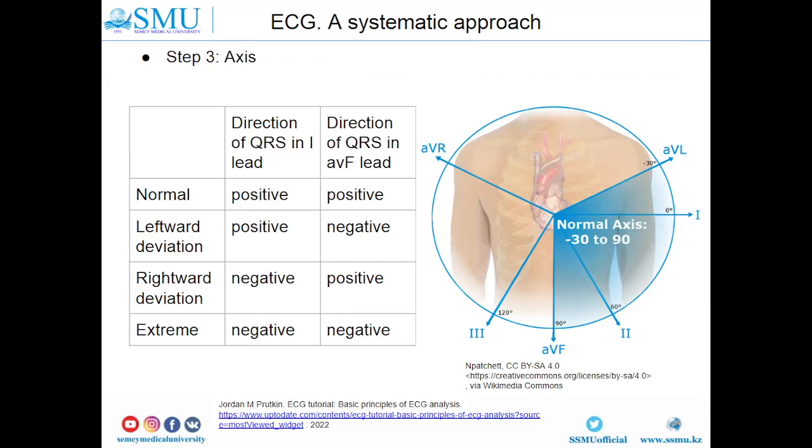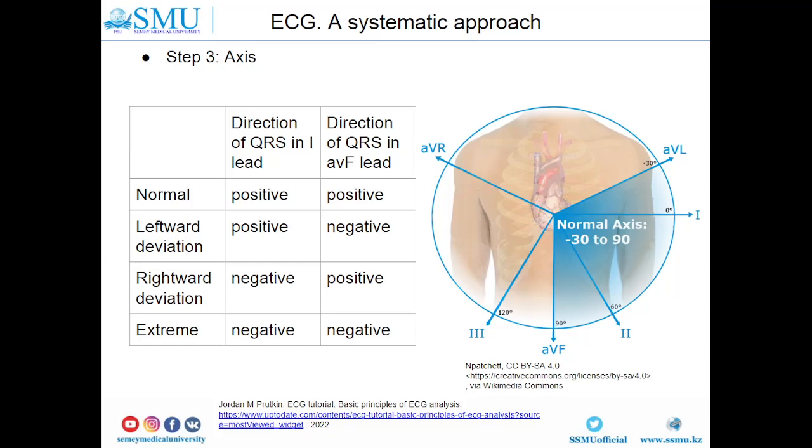Next step is a determination of axis. In order to determine the axis of the ECG strip, you should pay attention to the direction of the QRS complex in the first and the aVF leads. If the QRS complex is predominantly positive in the first and the aVF leads, it means that you have a normal axis. Predominantly positive means that the ratio between R and S waves is more than 1. The amplitude of the R wave should be more than the amplitude of the S wave. In this case, we can define this QRS complex as predominantly positive.